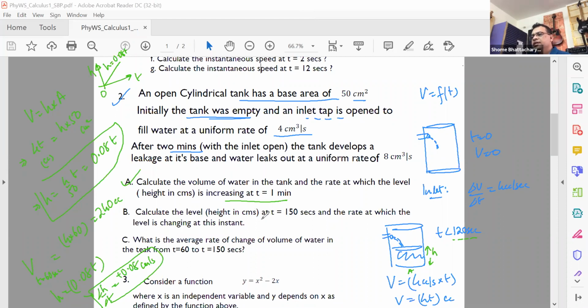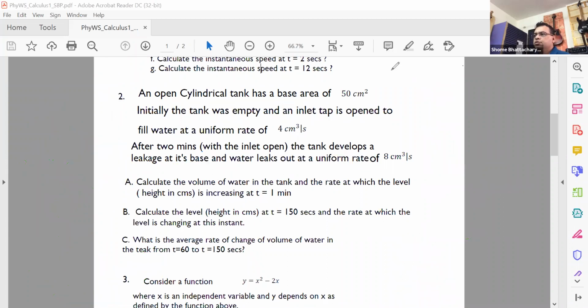Now let's come to the next thing. What is happening? After 2 minutes, the tank develops a leakage at the base where water leaks out at the rate of 8 centimeter cube per second. So I'm just going to switch to my whiteboard.